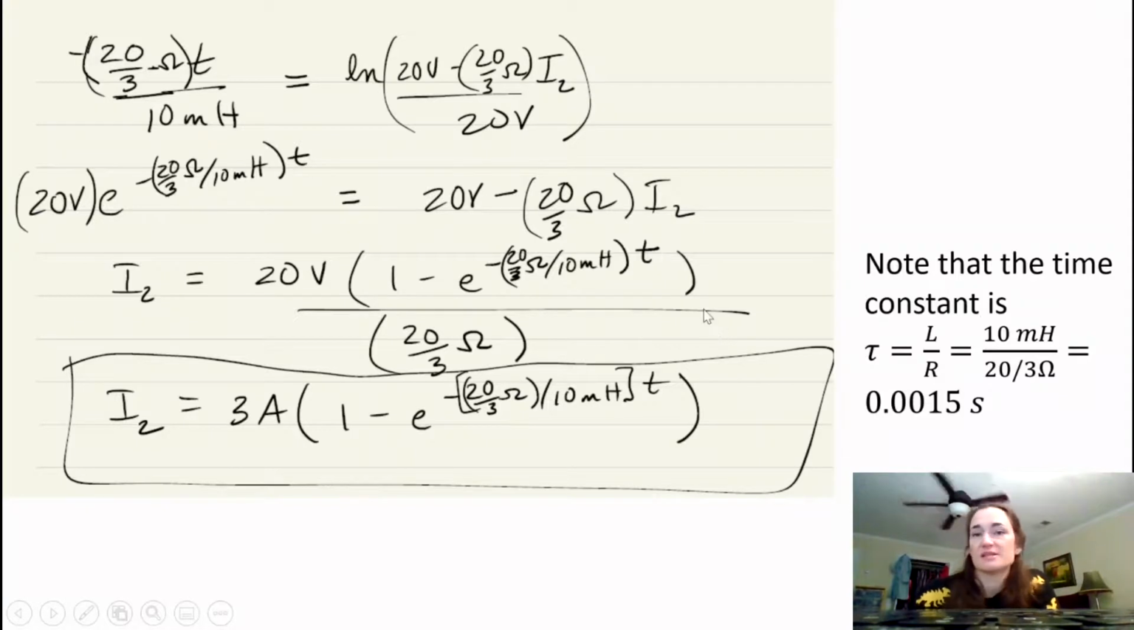Remember that the time constant tau for an RL circuit is equal to the inductance L divided by the resistance R. So here, that would be equal to 10 millihenries divided by, one last time, 20/3 ohms. So that ends up being 0.0015 seconds, or 1.5 milliseconds. So that's the time constant of our circuit.